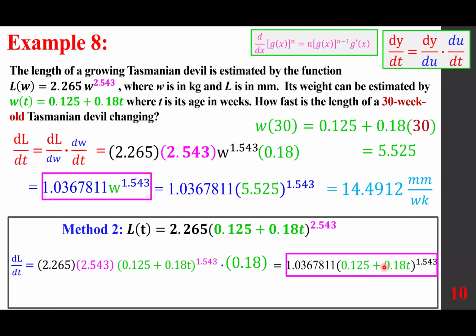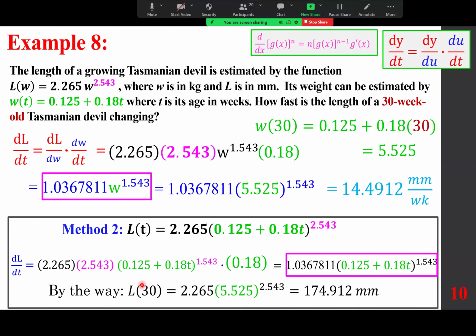What I want to add is that they didn't ask for the length. If they did, what is L of 30? So you use W of 5.525. We had calculated that into this, and now they didn't ask for this. If they did, almost 175 millimeters.